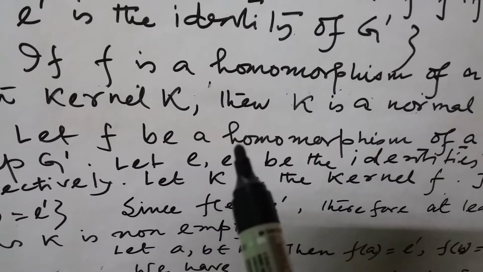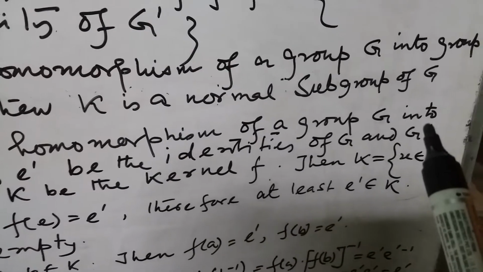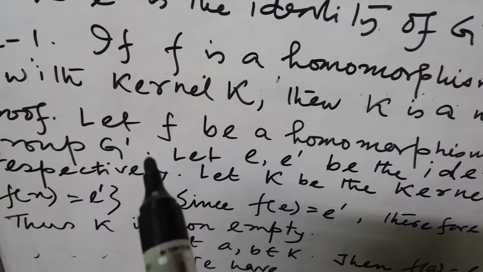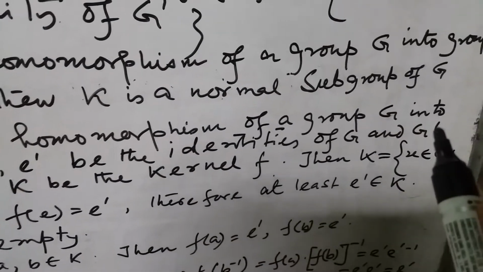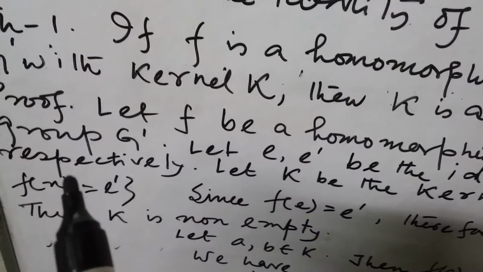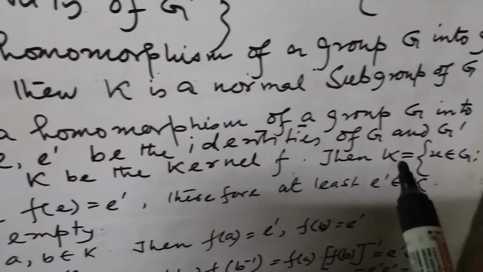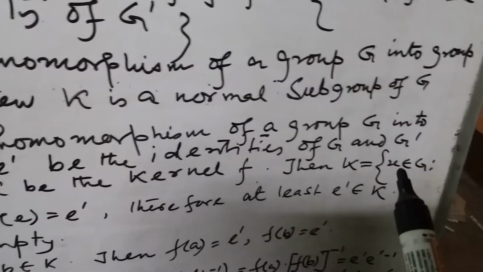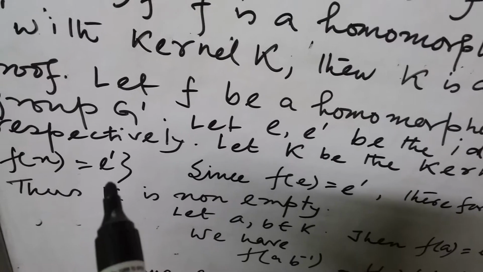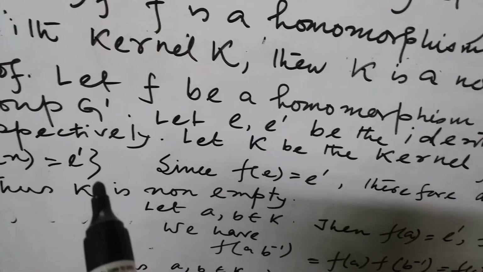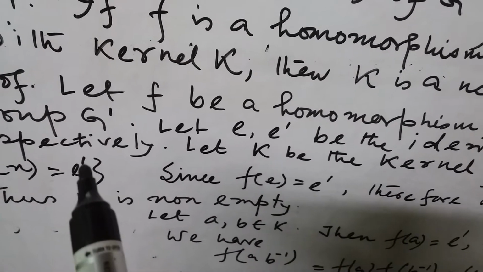Let F be a homomorphism of a group G into a group G dash. Let E and E dash be the identity of G and G dash respectively. Let K be the kernel of F, then K is equal to {x belongs to G such that Fx equal to E dash}, where E dash is the identity element of G dash.